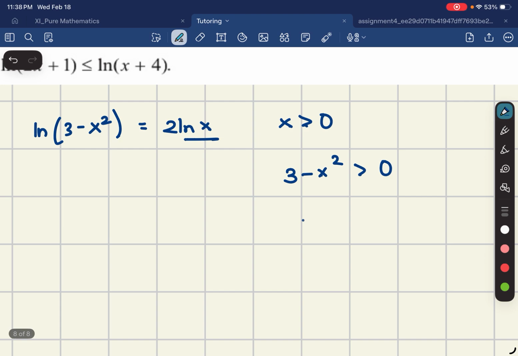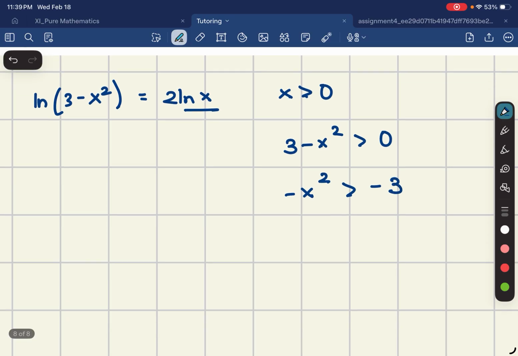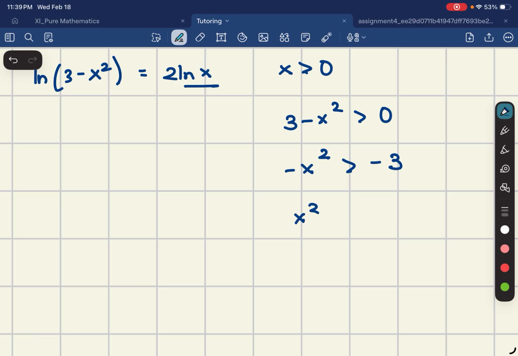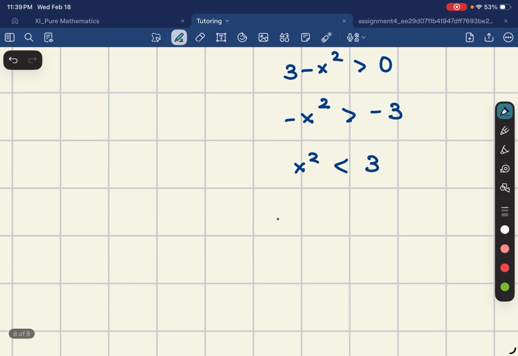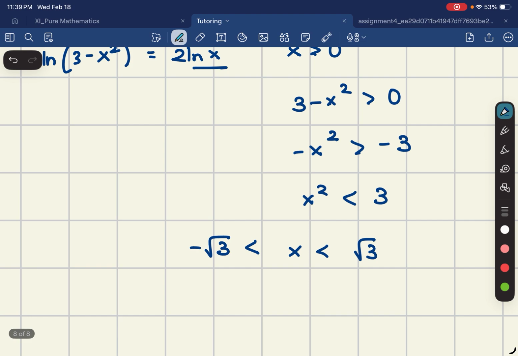And that means that if I subtract 3 on both sides, then I get minus x squared is bigger than minus 3. And I know that when I divide through by -1, I have to flip the inequality. So x squared is less than 3. X has to be less than the square root of 3, but it has to be greater than the negative square root of 3.